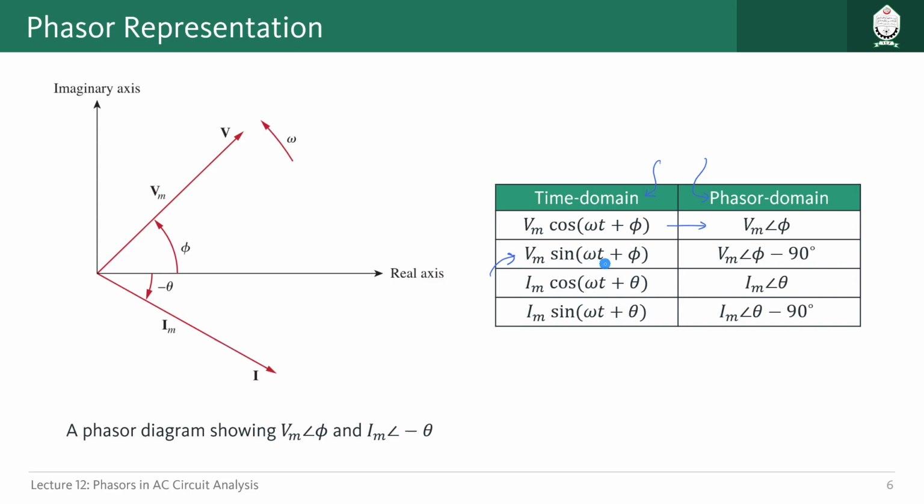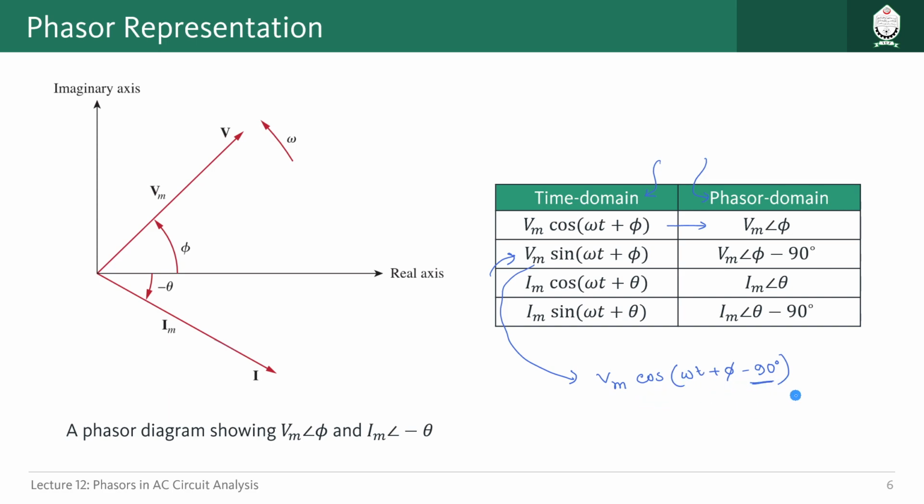So first of all, before moving on to the phasor domain, we have to first convert this into its cos value. So that is what is done here. If I convert that into its cos value, then this should be something like this: Vm cos(omega t plus phi minus 90 degrees). So when we convert this sine into cos, we will have to add this minus 90 degrees.